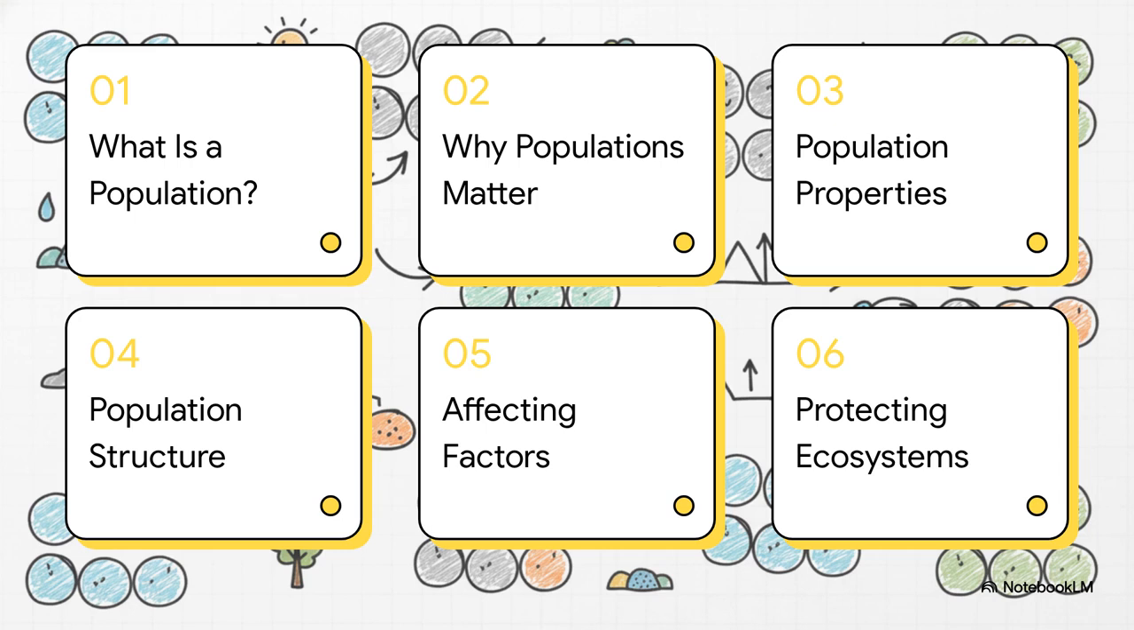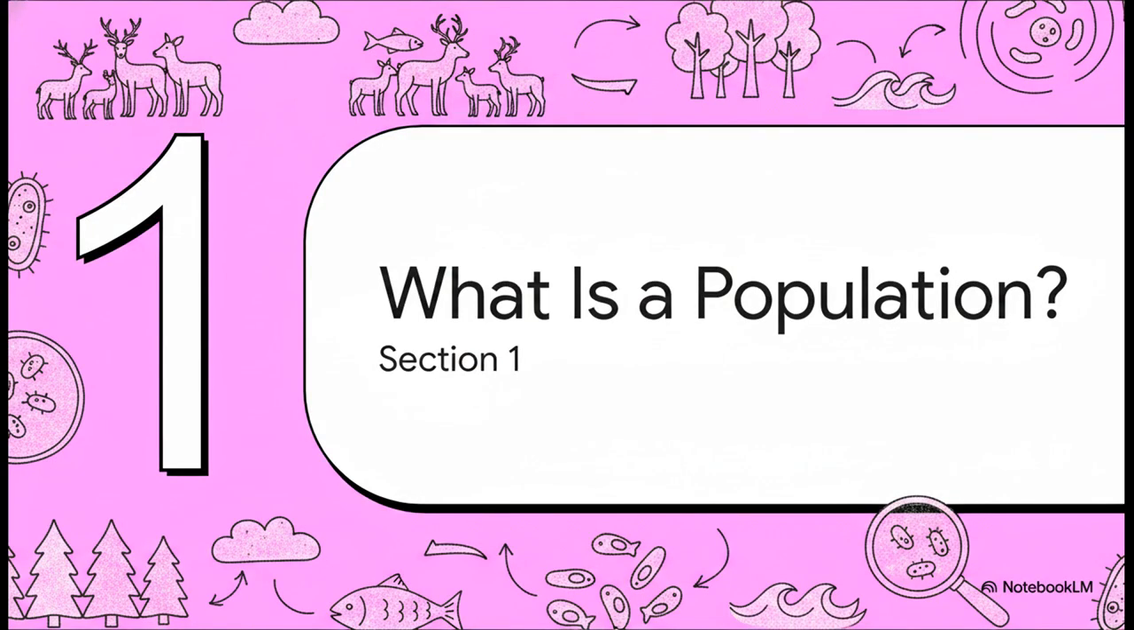Okay, here's our quick roadmap of the building blocks we'll be looking at today. 1. What is a population? 2. Why populations matter. 3. Properties of a population. 4. Population structure. 5. What affects populations? And finally, 6. Protecting ecosystems and facts. All right, let's dive into this.